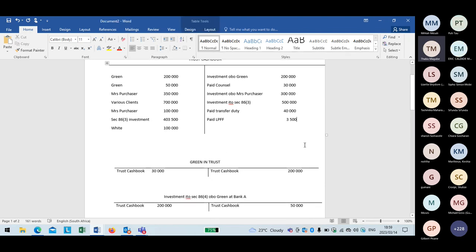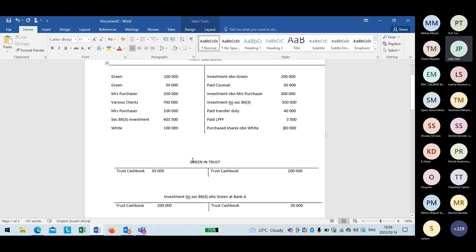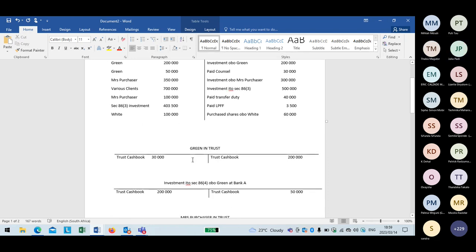Yes, it is. Because before we take money out of the trust account, we must satisfy ourselves that it is available. Purchased shares on behalf of White for 60,000. So we've credited the trust cash book. What else do we do? Debit White with the 60,000.